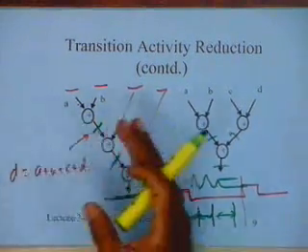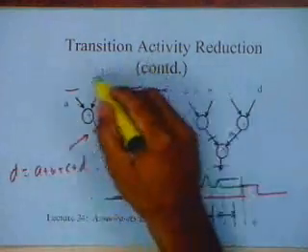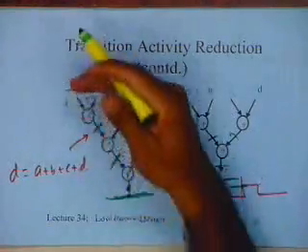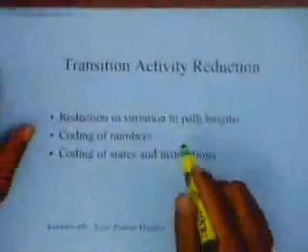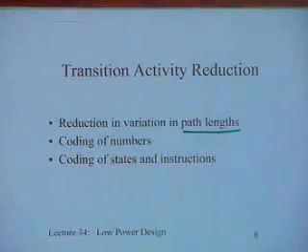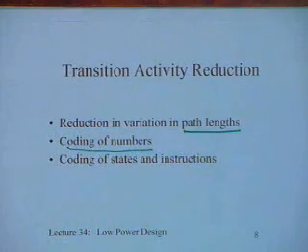If you consider any stage, we are talking of registers to registers, any stage of combinational logic, you don't have too many variations in path lengths, and that will reduce the transitions. Another technique is coding of numbers. It's a very interesting area where, for the same set of computations, one tries to code the numbers in a certain manner so that the number of transitions decrease.